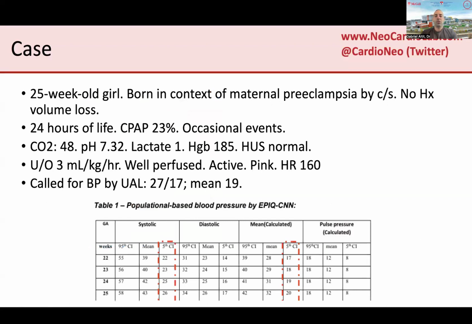So I'll start with a case, which is a very benign case of a 25-week-old baby girl who was born in the context of maternal preeclampsia with no infectious risk factors. There was no history of volume loss, and at 24 hours of life, this baby has had an uneventful first 24 hours, being on CPAP with a bit of oxygen and occasional events. There's a gas that is very reassuring with normal lactate. The hemoglobin is normal, and there's a first head ultrasound that was done that was actually normal in this patient.